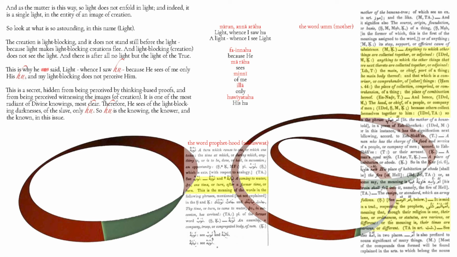So, now, as the matter is this way, light does not enfold in light, and indeed it is a single light in the entity of an image of creation.